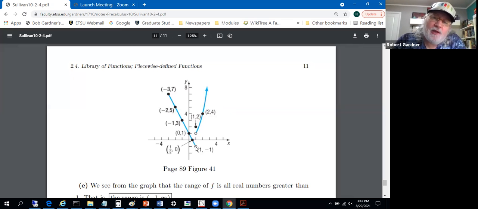At x equals 1, this point's not included, this point's not included, this point is. So it satisfies the vertical line test. If I color in either of these 2 points, then we fail the vertical line test and it's not a function. So they were careful in their definition of it.